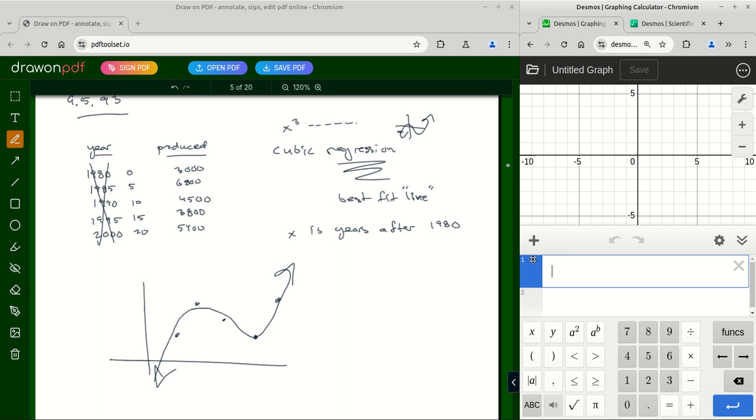I need to make a table. So right here, add item, table. And I need to put in all those values that I have right there. So the 0, the 5, the 10, the 15, and the 20. And then I'm going to put in the y values next to them. 3,000, 6800, blah, blah, blah, 3800.